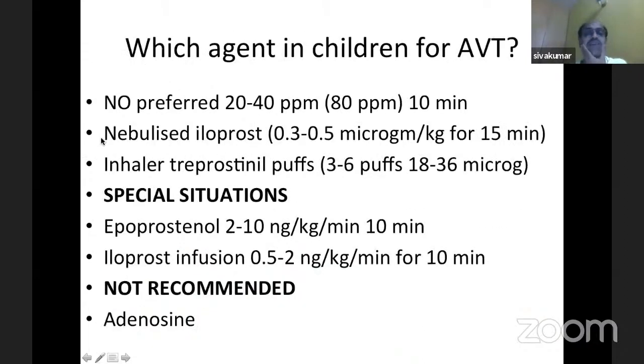What agent is preferred? Nitric oxide is the preferred agent. Nebulized iloprost is another option, or inhaled treprostinil puffs by a metered dose inhaler is another option. This will simplify the procedure in the cath lab if you have access to nebulized iloprost as well as a metered dose inhaler of treprostinil, but by and large, these are not available in many of the Indian centers. In some special situations, you can give epoprostenol or iloprost infusions, and in children, adenosine is not recommended for shunt calculations.